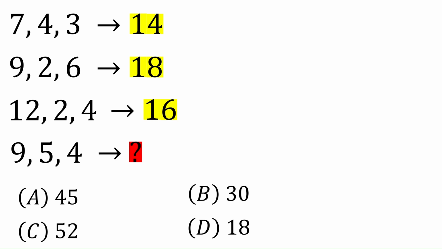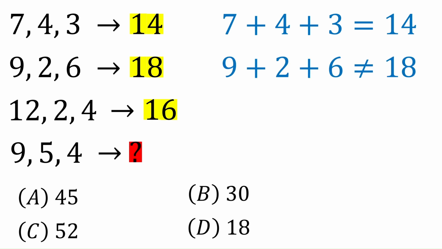Well, to start off, 7, 4 and 3, intuitively we can see to add together these 3 numbers. 7, 4 and 3 gives 14. So if we try and prove that logic to the next one on the line, 9, 2 and 6, we can see if we have a pattern or we should move on to another solution. So 9 plus 2 plus 6 is 17, which is not 18.